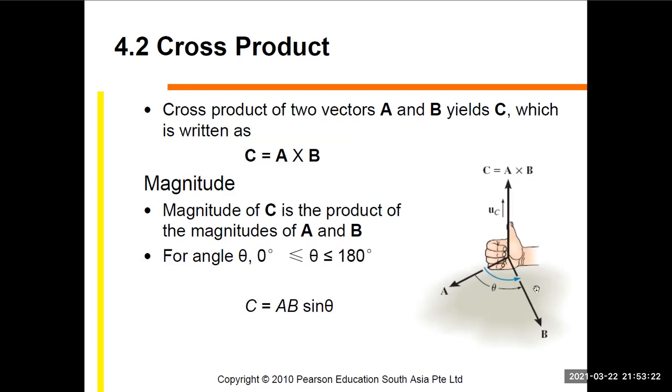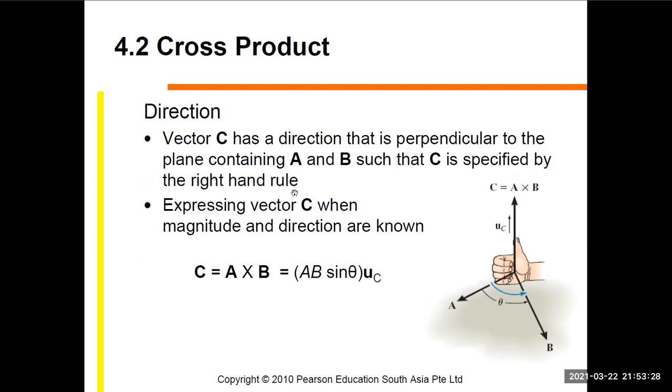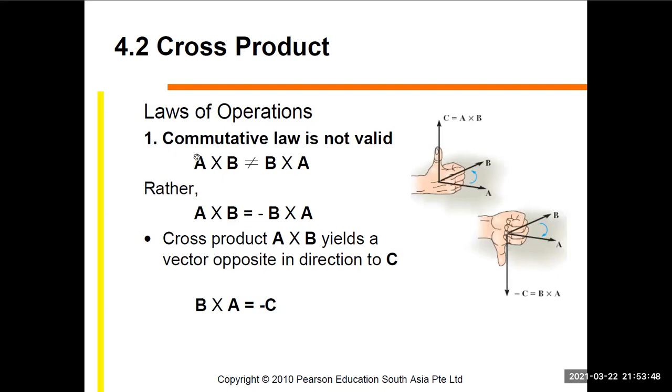Of course A cross B does not equal B cross A, unlike the dot product, because here the direction will differ. So the direction, as we said, is that vector C is perpendicular to the plane containing A and B, such that C is specified by the right hand rule, expressing vector C with the magnitude and direction known. So C is A cross B, which is A times B times sin theta, along the direction of the unit vector C. We said A cross B does not equal B cross A, but A cross B is the negative of B cross A, because the direction will differ. The cross product A cross B yields a vector opposite in direction to C. So B cross A equals minus C.